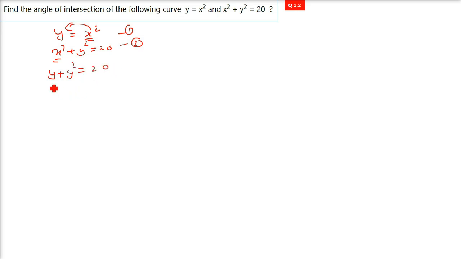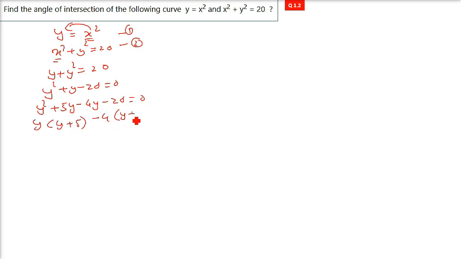So I'm placing x square as y: y plus y square equals 20. You can rearrange this equation to form y square plus y minus 20 equals 0. 20 is 5 fours are 20, so possibly you'll get 5 and 4 with some negative and positive. Let us find it properly: y plus 5, y minus 4, equals 0. Sorry, y minus 4 and y plus 5 equals 0.